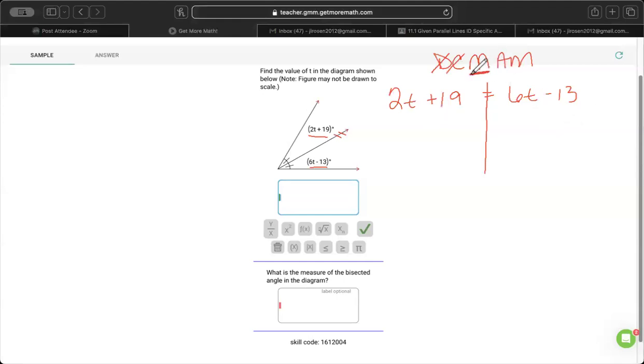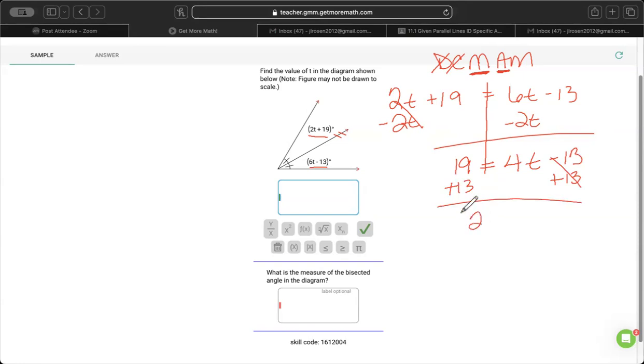I'm going to move the smaller variable. So to get rid of 2t, I'm going to subtract 2t. And that leaves me 19 equals 4t minus 13. Then we're going to get rid of the addition or subtraction next to the variable. So instead of subtracting 13, we're going to add 13. It gets us 32 equals 4t. And then the last thing we have to do is get rid of the multiplication or division next to the variable. So we're going to divide by 4. And that gets us t equals 8.